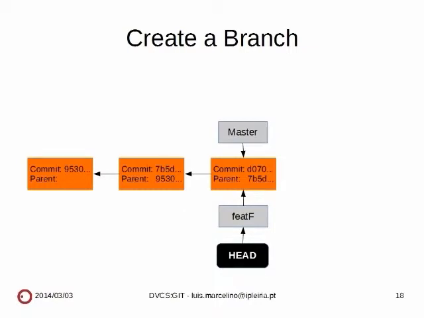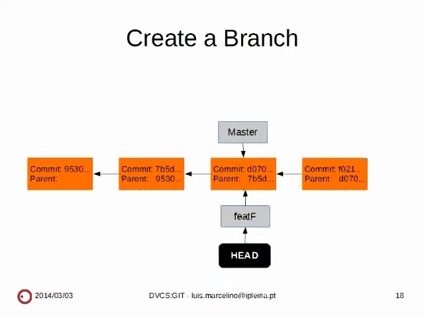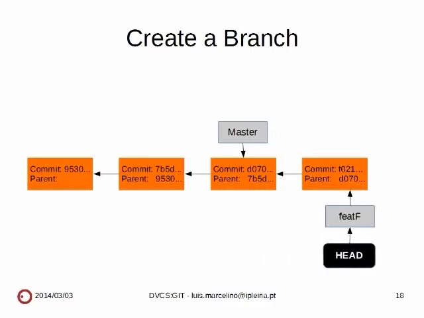So now if I do changes and I commit them, it will create a new commit, whose parent is D070, a new commit named F021, and HEAD moved forward with feature F, because it was pointing to the feature F branch. That is the one that moved forward. And now you can see that master stayed behind. Master did not move forward. So now I have two different versions of my software.